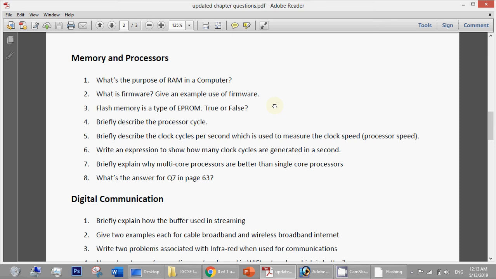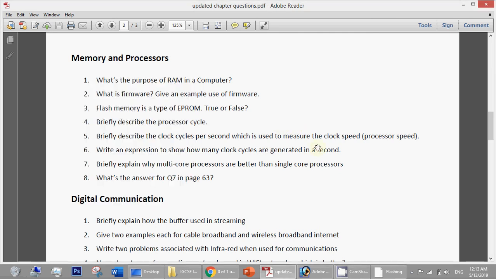Back then, the process could execute only one instruction per cycle, but now we have superscalar processors which can execute more than one instruction per clock cycle. So this is measured in hertz, and then it goes to kilohertz, megahertz, and gigahertz. Now we use gigahertz.